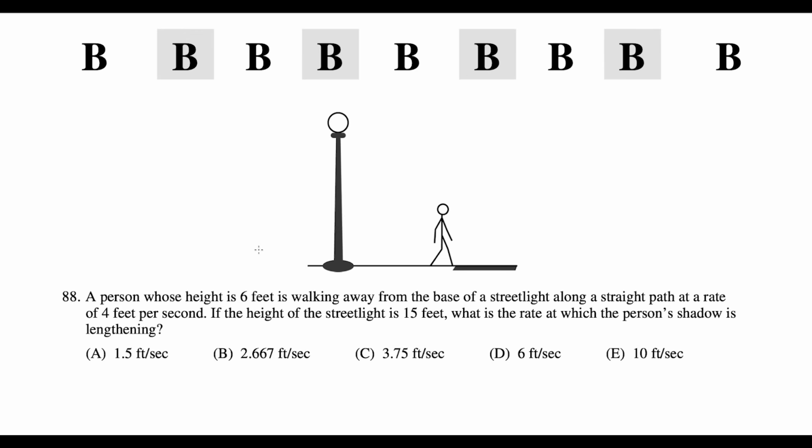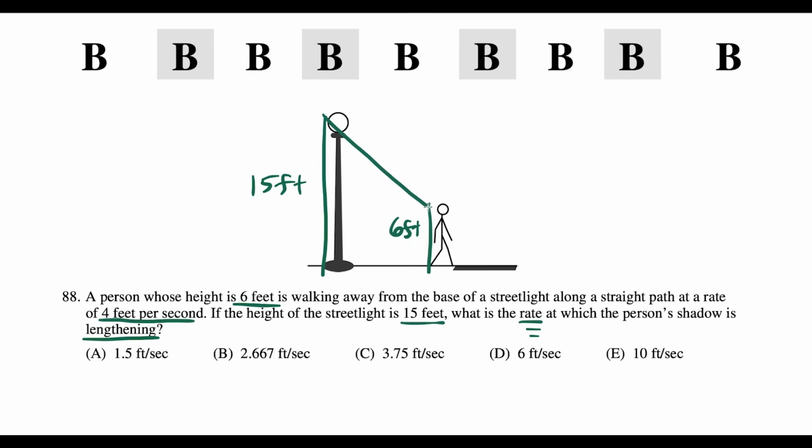Question 88 is related rates. So we have a person who is 6 feet tall walking away from a street light at a rate of 4 feet per second. The street light is 15 feet tall, and what is the rate at which the person's shadow is lengthening? So we're looking for the rate. And here we could just label this stuff. So we have a 15-foot tall street light. This we could just label as a constant because the street light is not changing. Also, the person's height is not changing. So that could stay fixed at 6 feet.